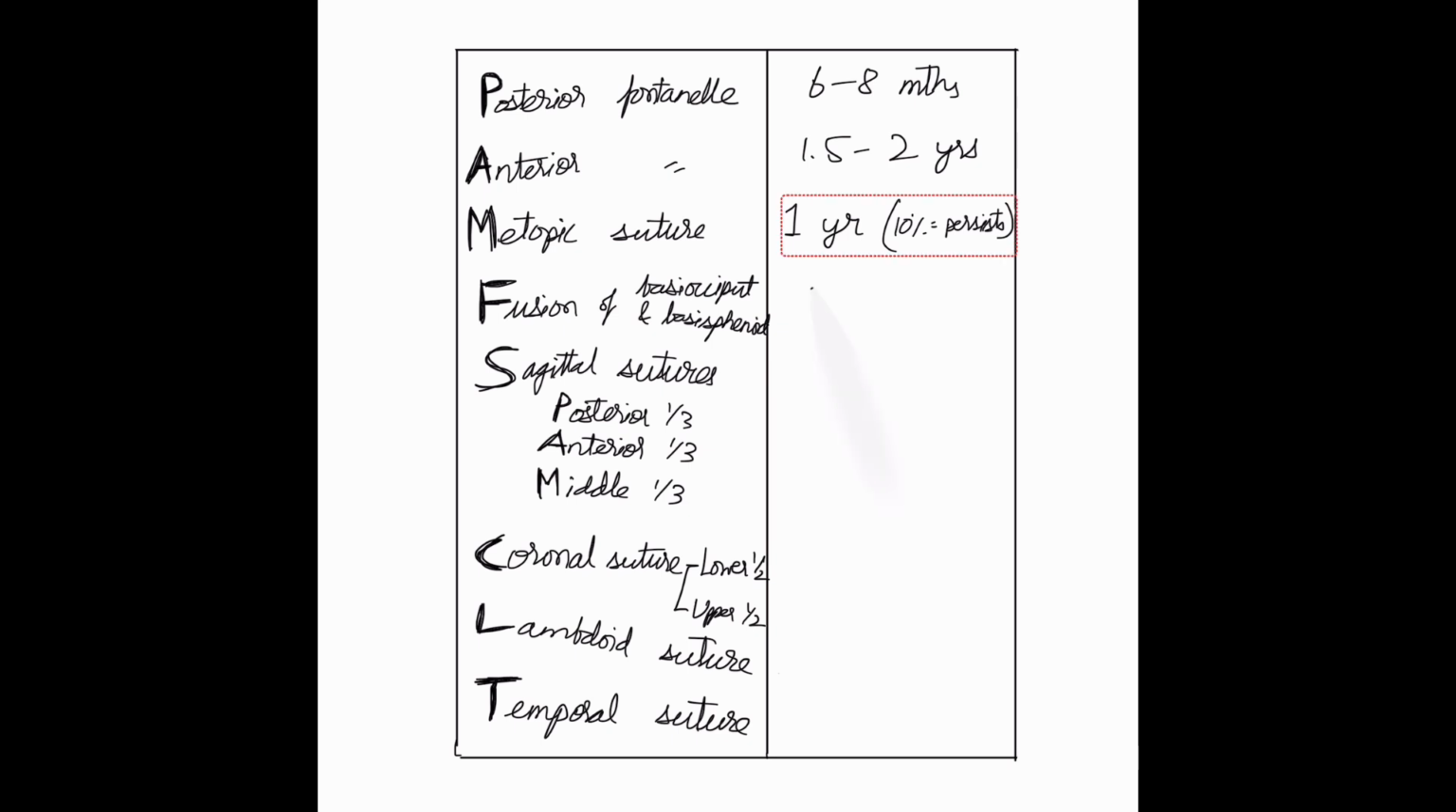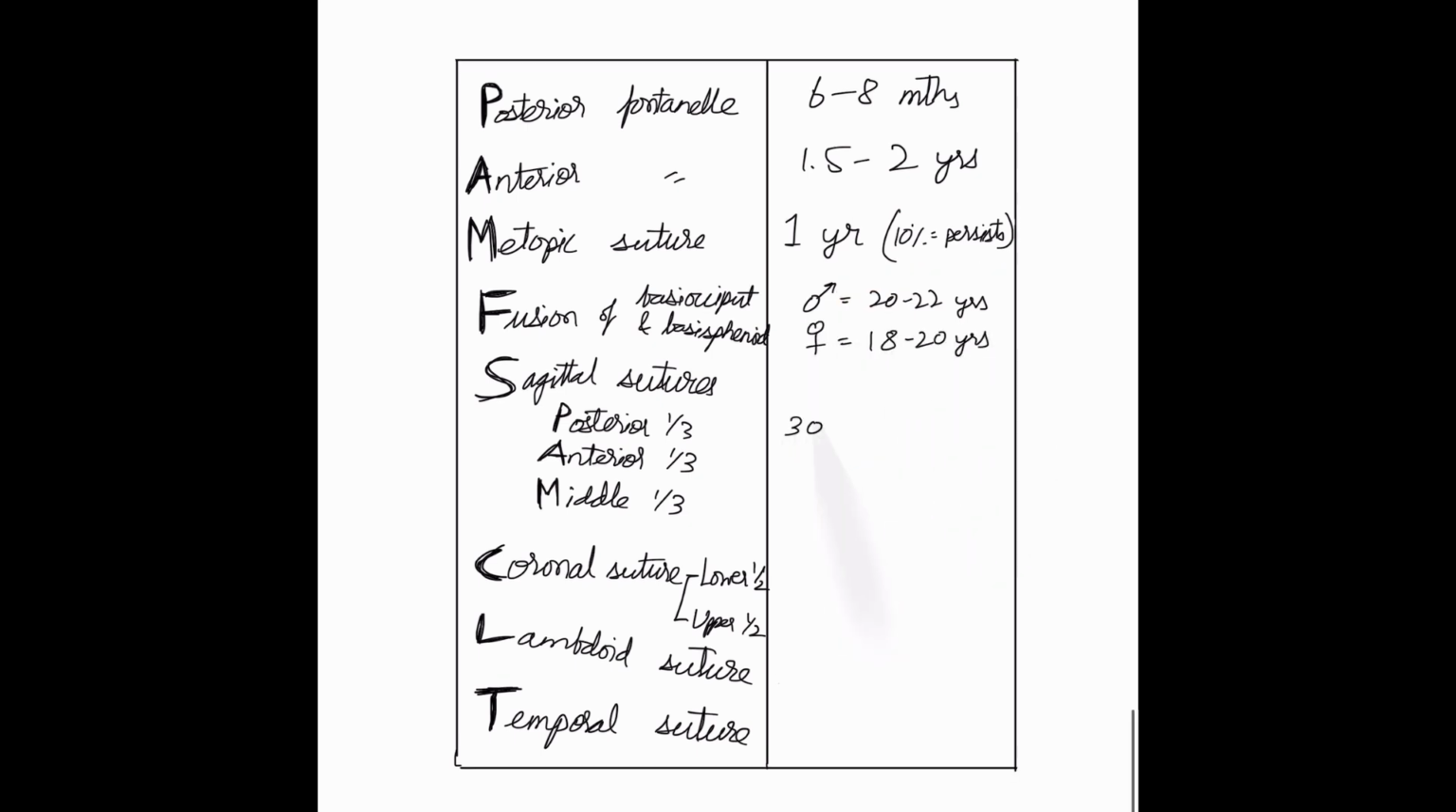The basi-occiput and basi-sphenoid fusion differs between males and females. In males, it fuses in 20 to 22 years. In females, 18 to 20 years of age. Sagittal sutures, the posterior 1/3 fuses at 30 to 40 years, anterior 1/3 at 40 to 50 years, middle 1/3 by 50 to 60 years of age.